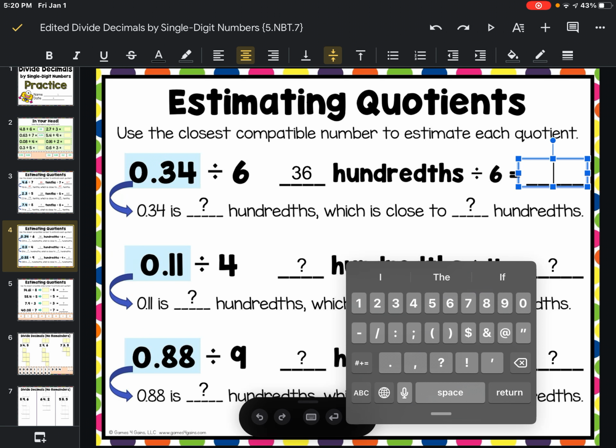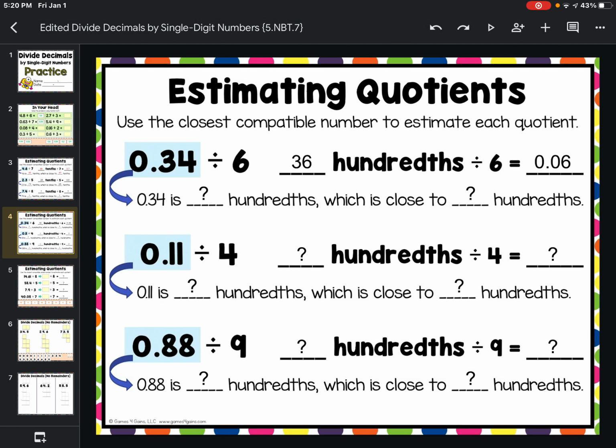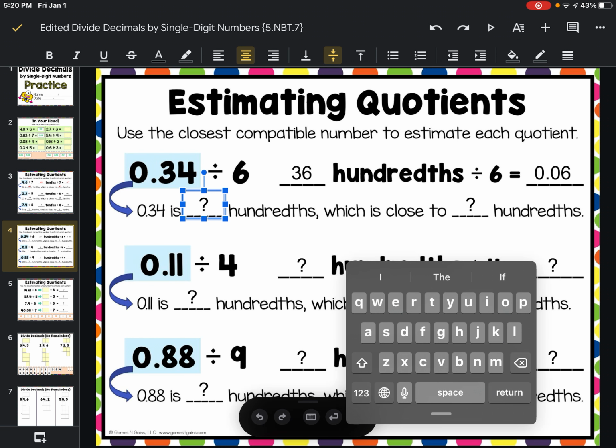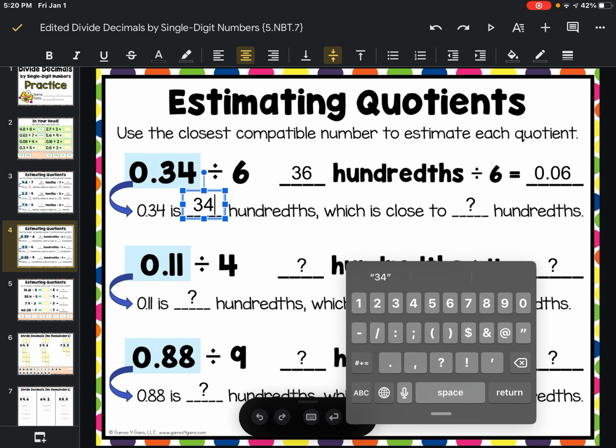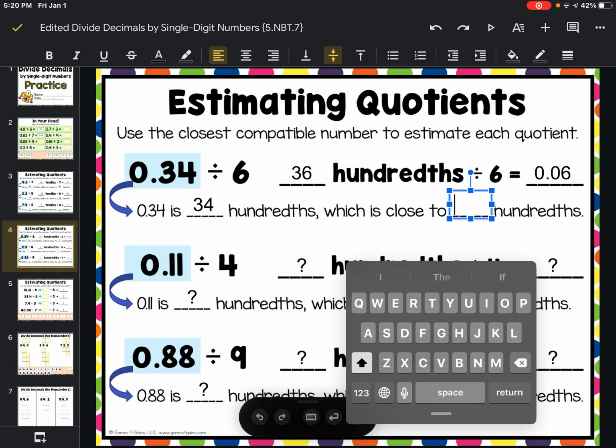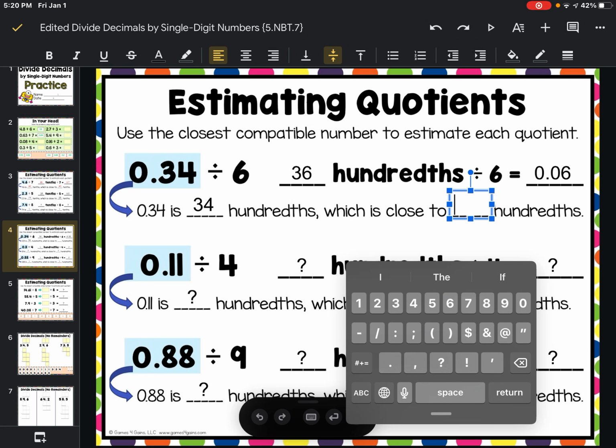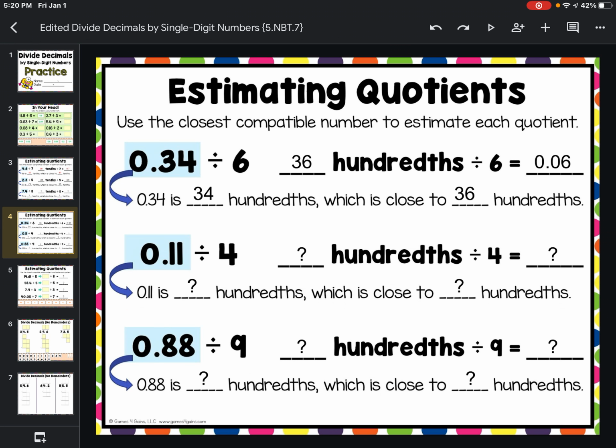So that's where you got to remember again that it's going to be 0.06 because there's 2 decimal places. It is in the hundredths position. And then you down here would just say 34 hundredths is same as 34 hundredths, which is closer to 36. Okay? As long as you follow that pattern, you'll get the next 2 right.